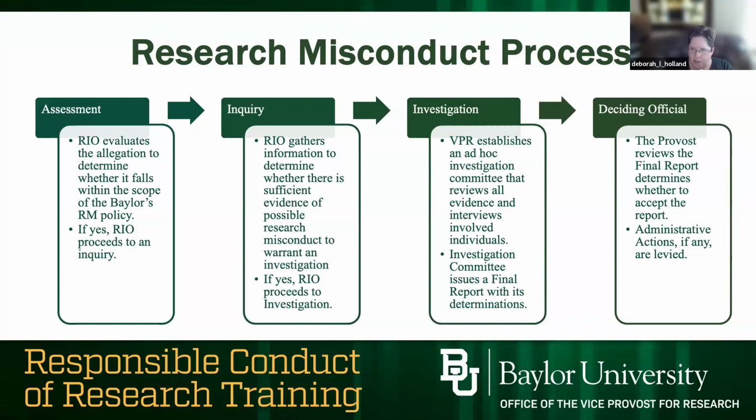falsification, fabrication, or plagiarism? If they're just calling because there's a dispute over something, or that type of thing, authorship is not research misconduct, it doesn't fall on any of those things, then it's not going to get past the assessment stage. We're just looking to see if the allegation falls underneath the scope of the research misconduct policy.